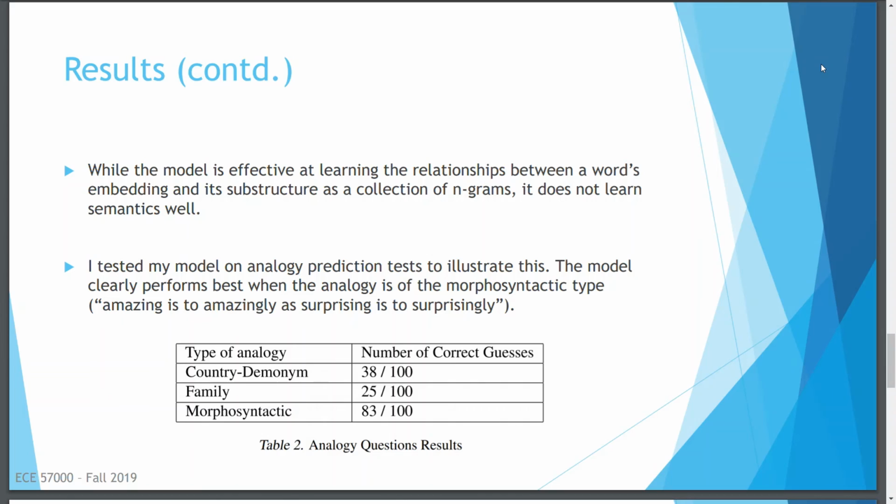I also ran analogy prediction tests to illustrate that my model is good at understanding the relationship between a word's substructure and its embedding, but it does not understand semantics well. This analogy prediction test shows exactly that. It performs far better in morphosyntactic analogies, which are of the type amazing is to amazingly, as surprising is to surprisingly, rather than country demonym tasks like France is to French as England is to English.